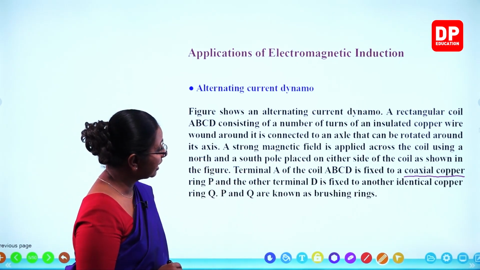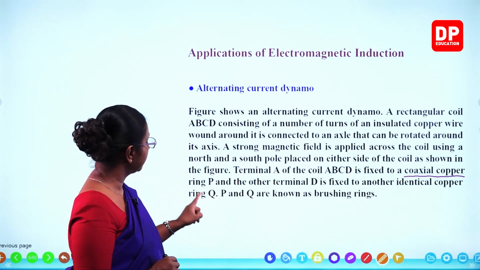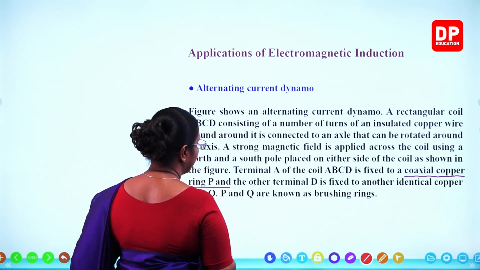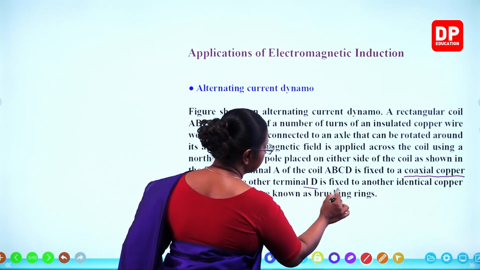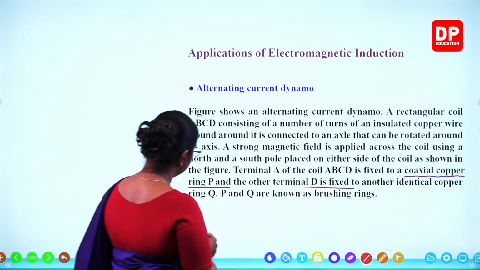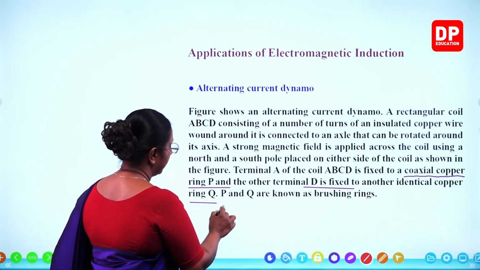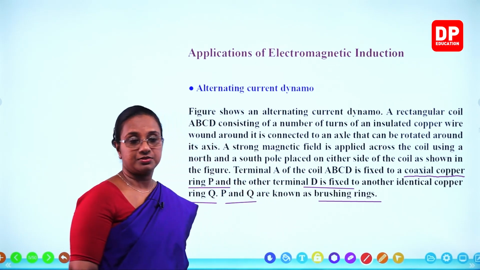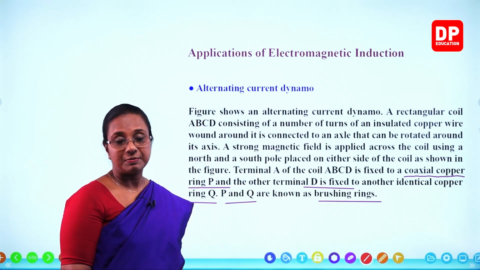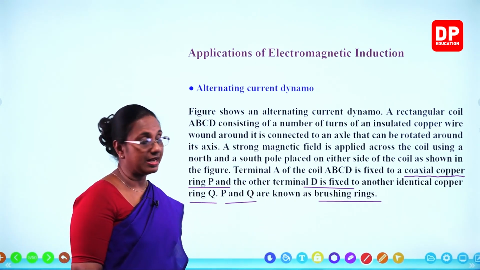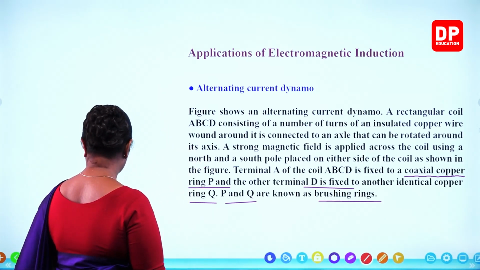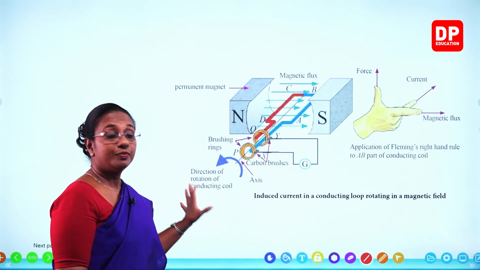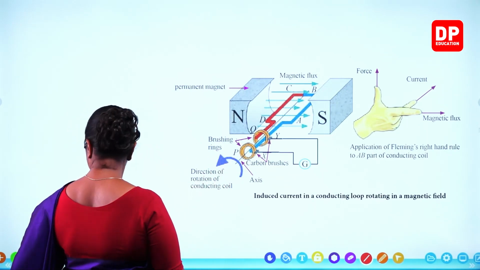Terminal A of the coil ABCD is fixed to a coaxial copper ring P. And the other terminal D is fixed to another identical copper ring Q. And P and Q are known as brushing rings. So you have to remember that. Now you all can understand the explanation given here. We have discussed this diagram also. So with that, students, I will move on to the next slide.